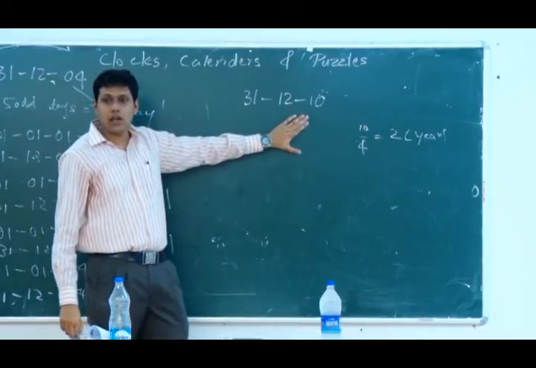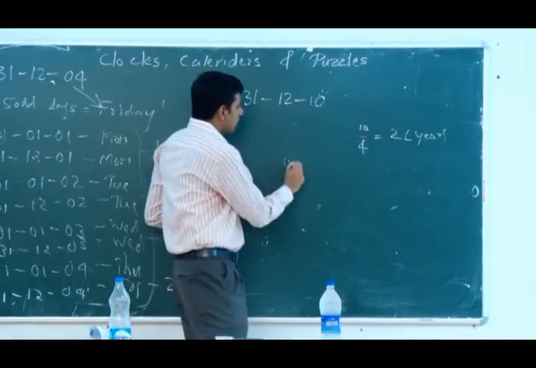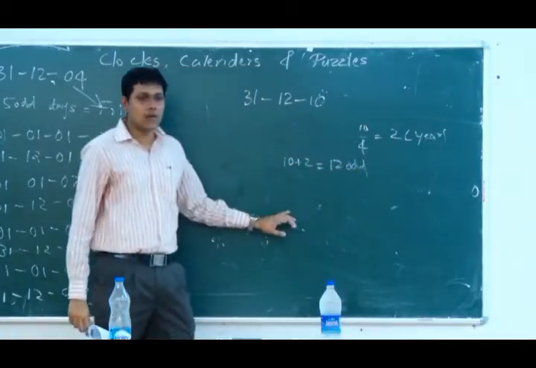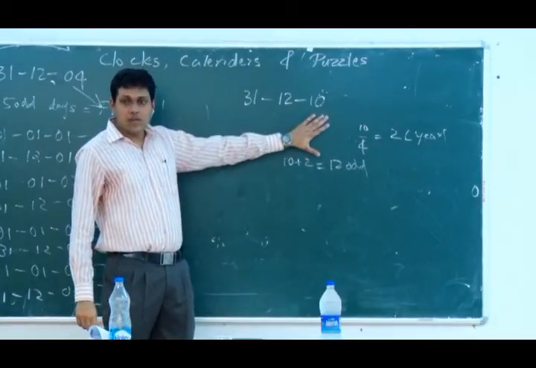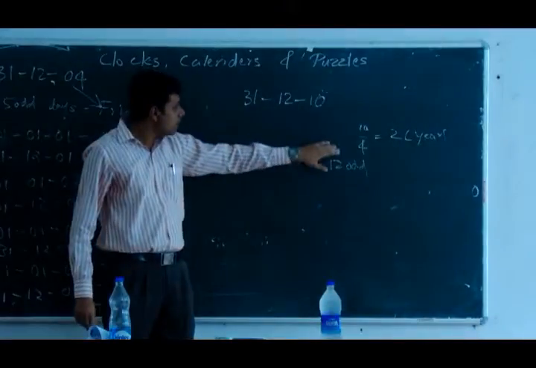So the total number of odd days will be 10 plus 2, that is 12 odd days. But if you want to find the number of leap years, just take the number of years, then divide it by 4.